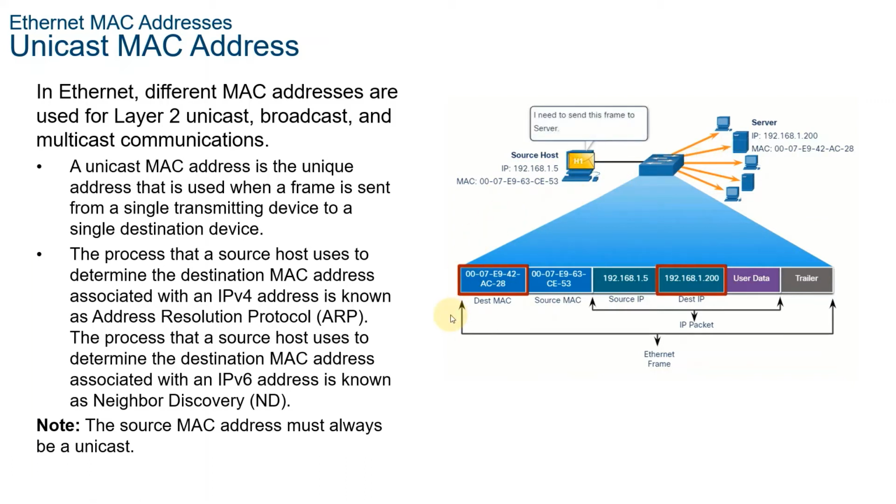The process that a source host uses to determine the destination MAC address associated with an IPv4 address is known as the Address Resolution Protocol, or ARP. The process that a source host uses to determine the destination MAC address associated with an IPv6 address is known as ND, or neighbor discovery. Take note that the source MAC address must always be a unicast.